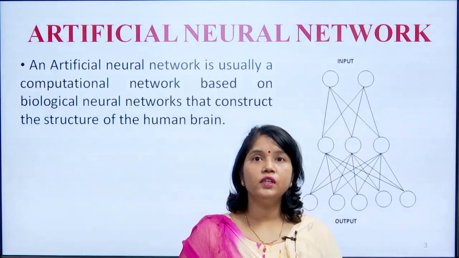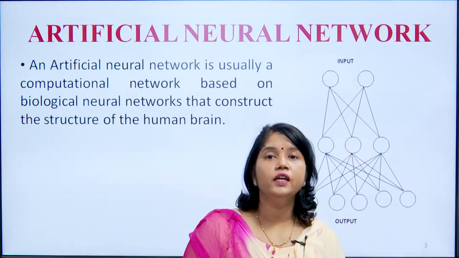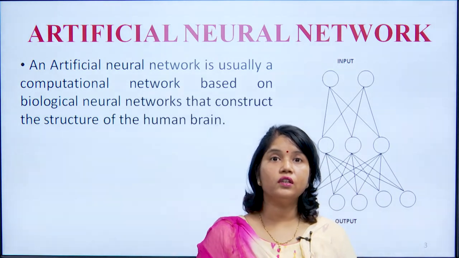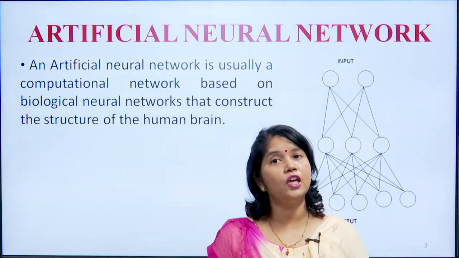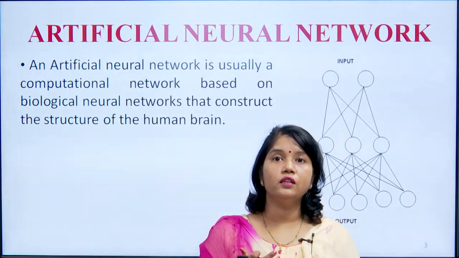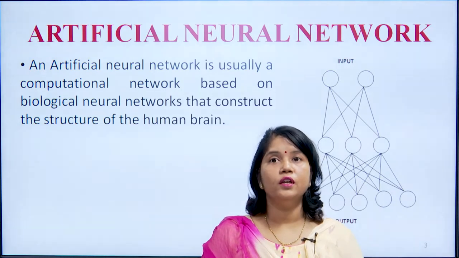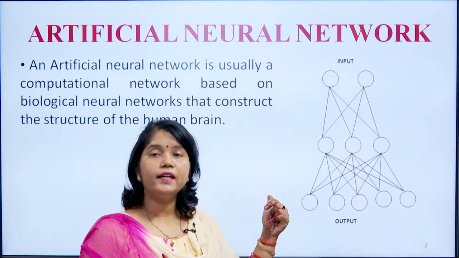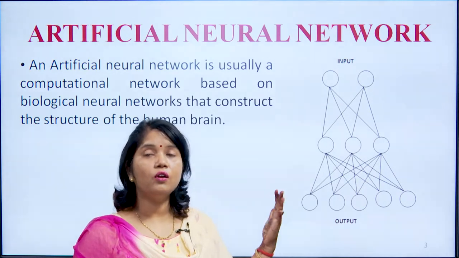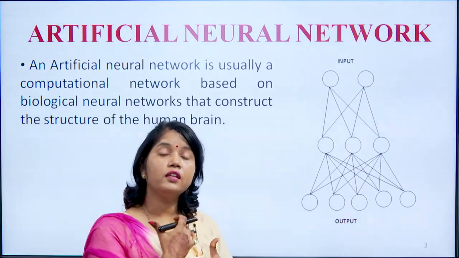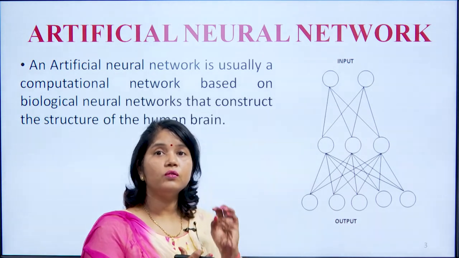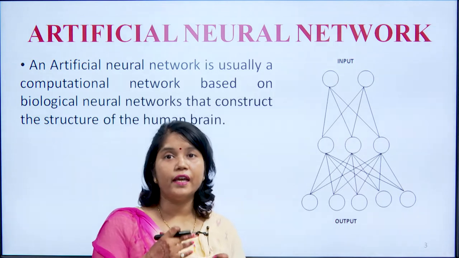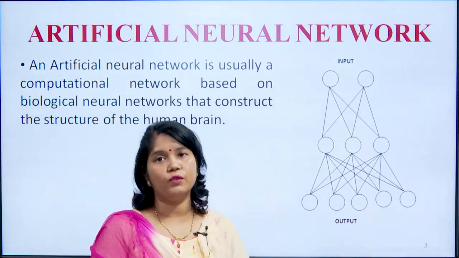So, an artificial neural network is basically a network based on the biological neural network, and its structure is constructed the same as the human brain. Suppose these are neurons that are connected to each other. How are they connected? Gazillions of neurons are connected. What does it do? It takes the input, and after analyzing and processing, it produces the output.